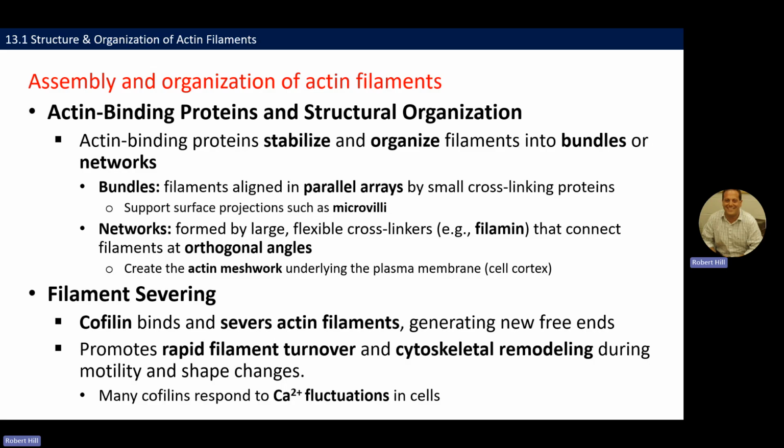So we're going to talk a little bit about calcium today when we do these data sets. Actually, we'll just wait till then to do that. But calcium fluctuations can initiate or recruit these cofilin, or these actin severing proteins.